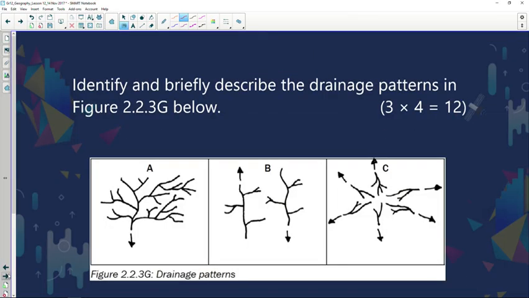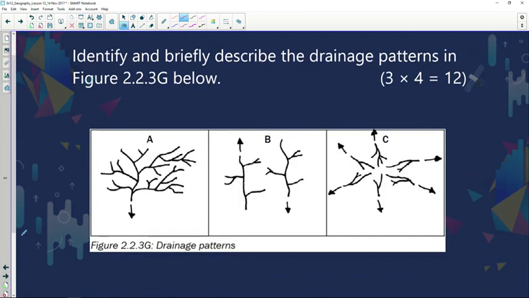Now, our next question: identify and briefly describe the drainage patterns in figure 2.2.3g. Now, it's quite easy to identify them, and we discussed them. Very importantly, not only in your theory paper, but in your MATBOOK paper, you need to be able to identify these different drainage patterns. Now, first of all, before we're looking at the answers, A resembles branches of a tree. That is dendritic.